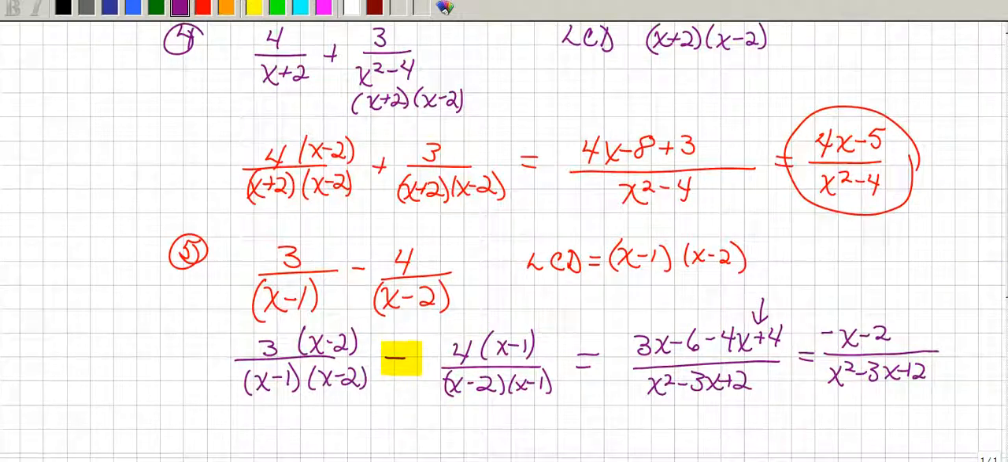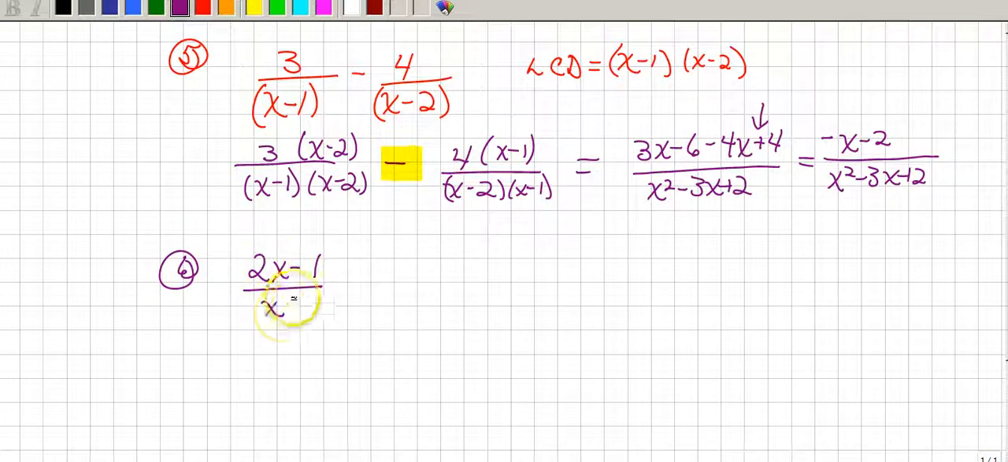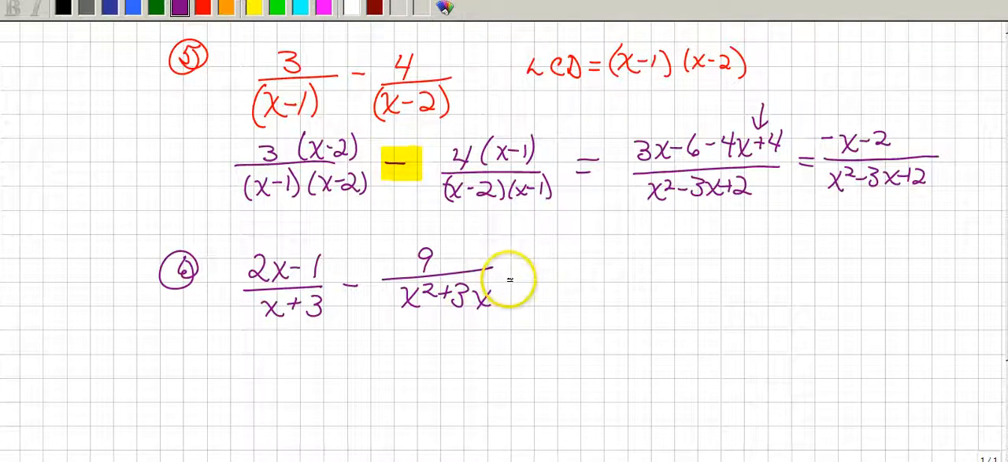Okay, let's do one more subtraction problem, since we only had one of those so far. And we'll do, how about 2x minus 1 over x plus 3, subtract 9 over x squared plus 3x. The process that we've learned so far is, first, if denominators need factoring, factor them. Well, the second denominator, we can factor out a greatest common factor of x, so it's x times quantity x plus 3.